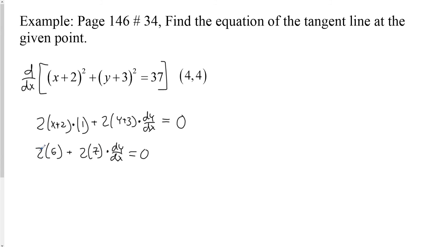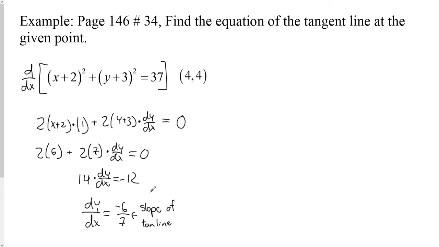If I bring the 12 to the other side, I'll get 14 times dy over dx is equal to negative 12. Let's do a better job writing that: dy over dx will be equal to negative 12 over 14, which ends up being negative 6 over 7. Let's not box that, negative 6 over 7. This is my slope of the tangent line. So I come over here and use the point and the point-slope formula: y minus 4 equals negative 6 over 7 times x minus 4.